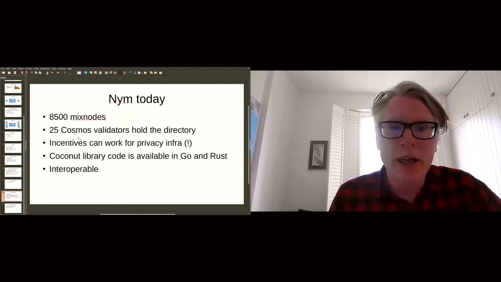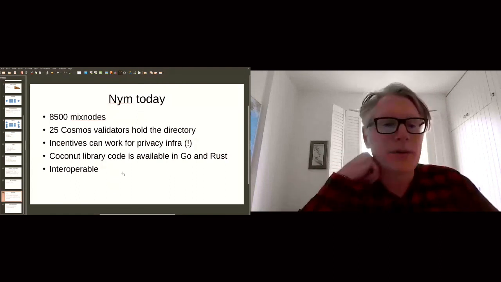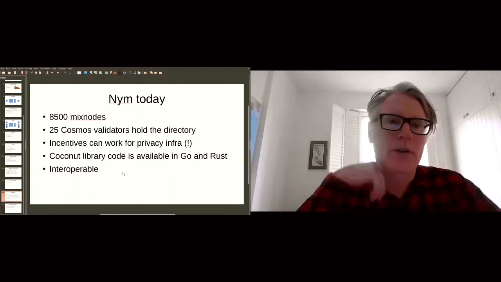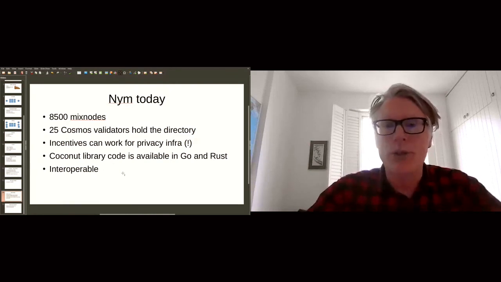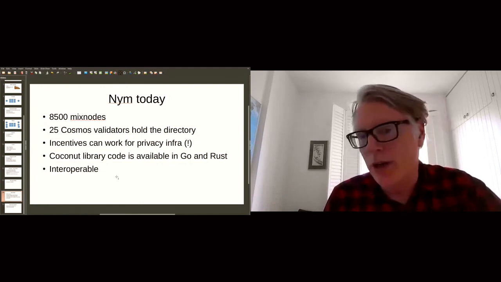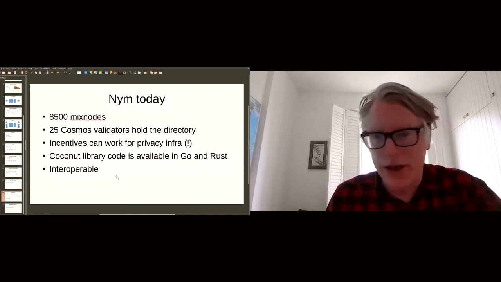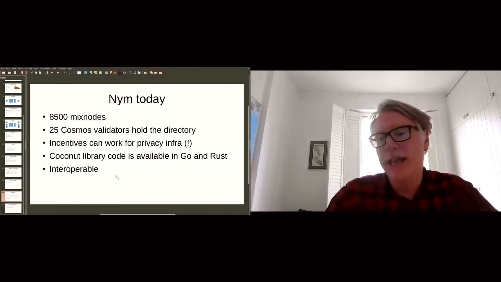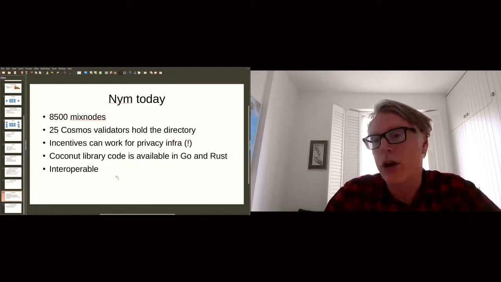And we can say it works. We are currently running about 8,500 mix nodes. We have 25 Cosmos validators that hold the directory of which mix nodes are in, which mix nodes are out. So despite the fact that the system doesn't work incredibly well right now, one thing we can say is that we've proved an experiment: incentives can work for getting people to run privacy infrastructure. That's one thing we can say for sure, which was definitely not clear when we started the project.